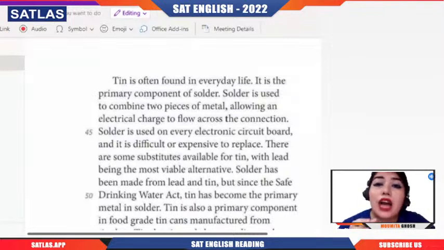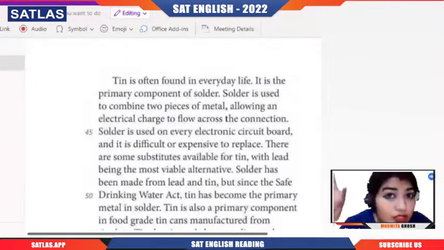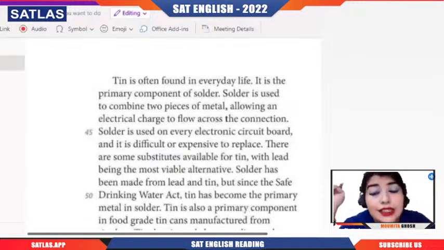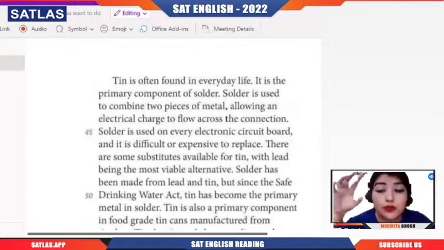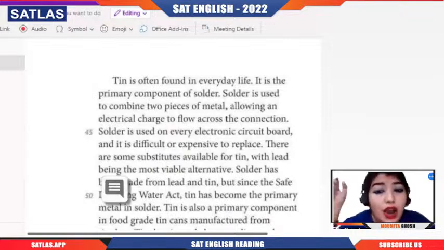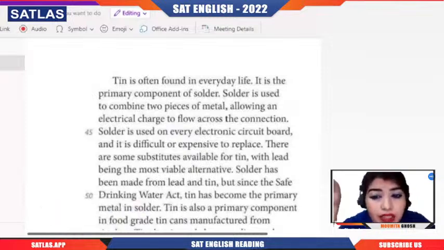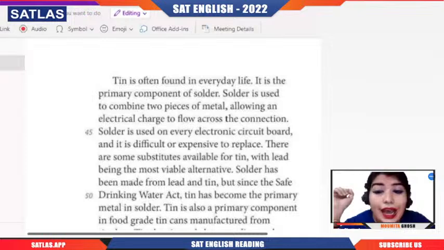Okay. So how can you be assured that it is tin or it is solder? So then there is a process being told. Solder is used to combine two pieces of metal, allowing an electric charge to flow across the connection. Solder is used on every electronic circuit board, and it is difficult or expensive to replace.